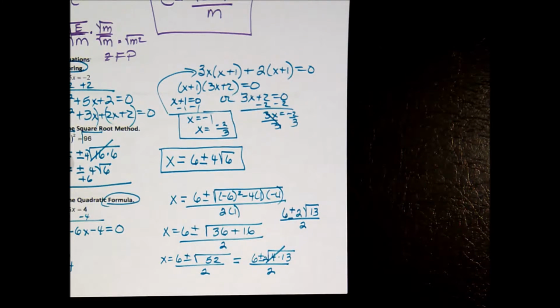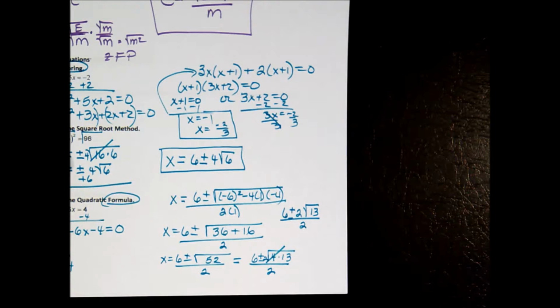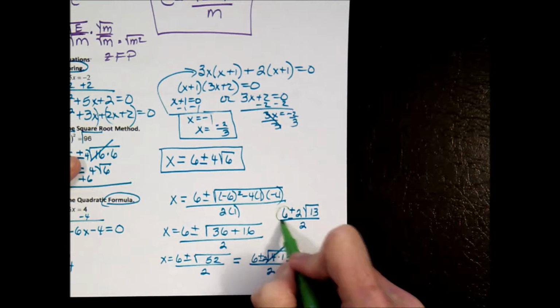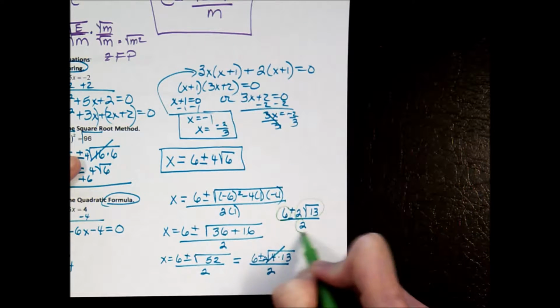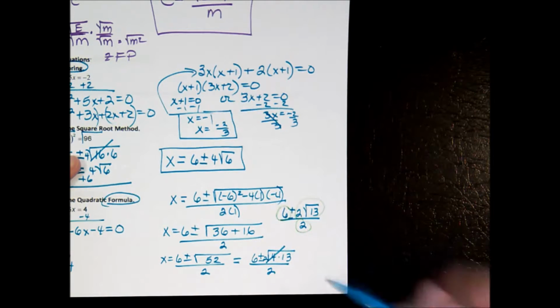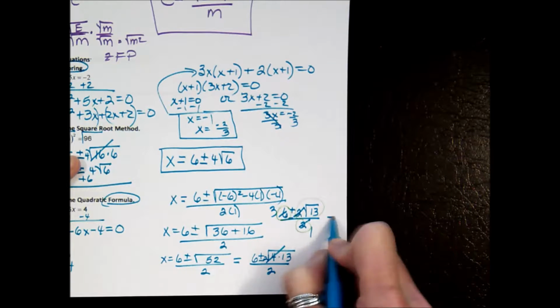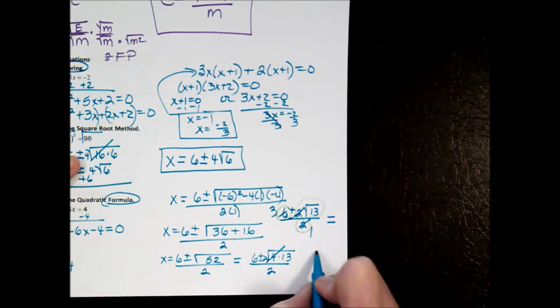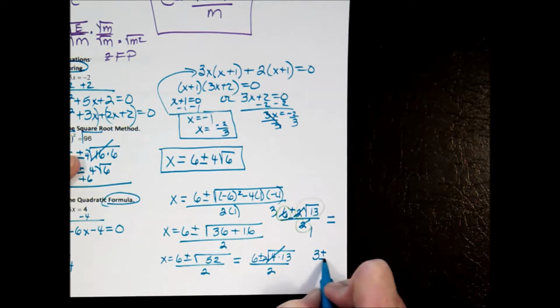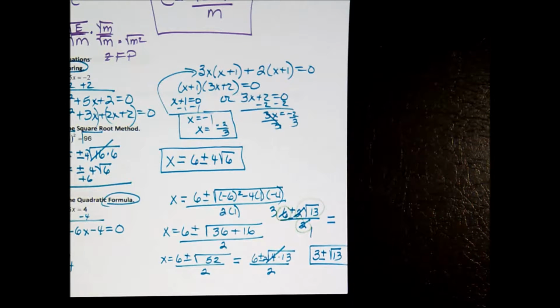At this point, you can cross cancel. If you can cross cancel, let me use a different color here, each term. So each of those 3 terms has something that will go into it, and that is 2. So I divide by 2, divide by 2, divide by 2, and I end up with 3 plus or minus radical 13, and it's over 1, so we don't need to show that.